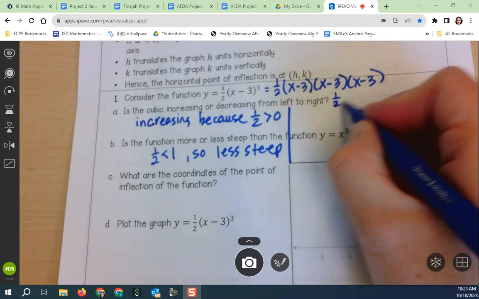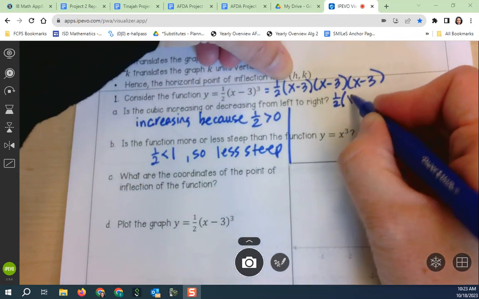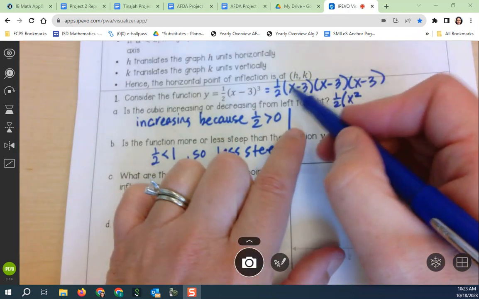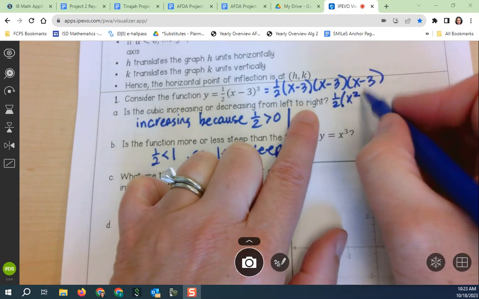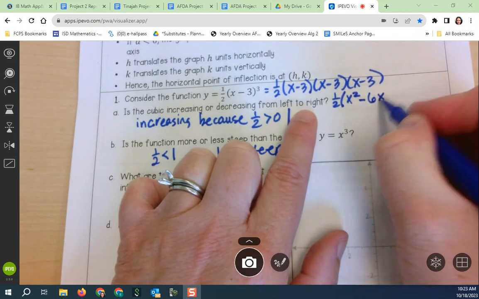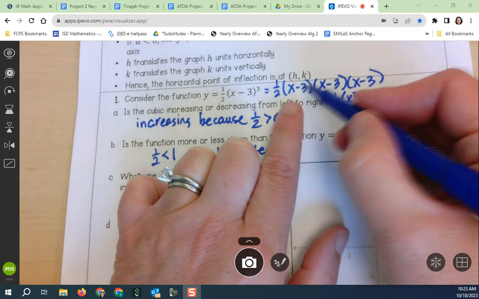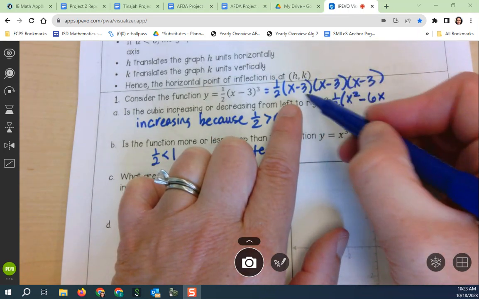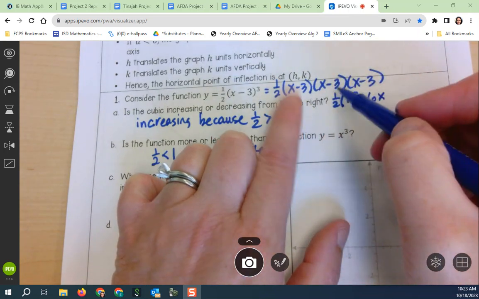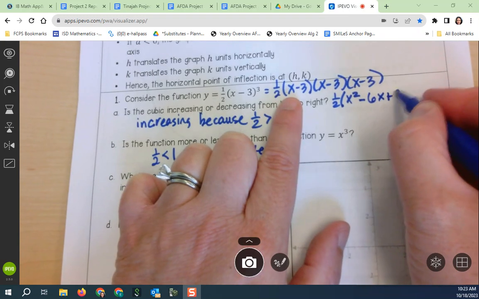So I have 1/2 x squared. Okay, you're going to get a minus 3x and a minus 3x. You can put those together to make minus 6x, just to save space and not have to write that line out. So minus 3x and minus 3x makes minus 6x, and then negative 3 and negative 3 gives you 9.